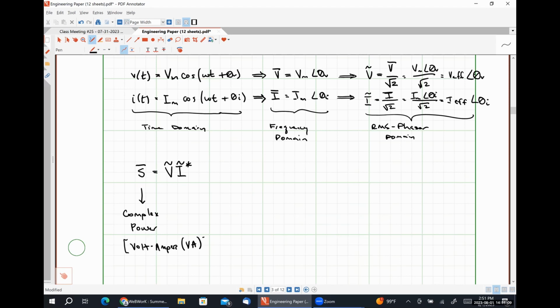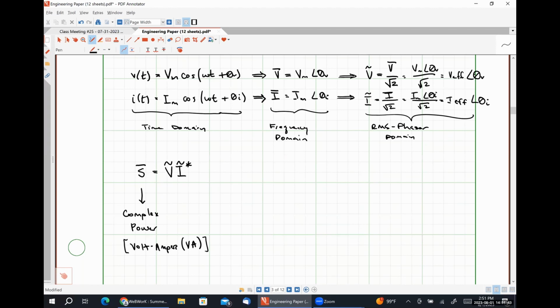The reason why complex power is measured in volt amperes is because we don't want to confuse it with average power, which is measured in watts, okay? So dimensionally, they are literally the exact same thing, but we made up a unit so that electrical engineers could distinguish between the different parts of what we are talking about, okay? So complex power is measured in volt amperes.